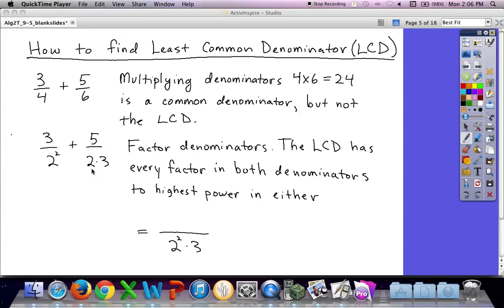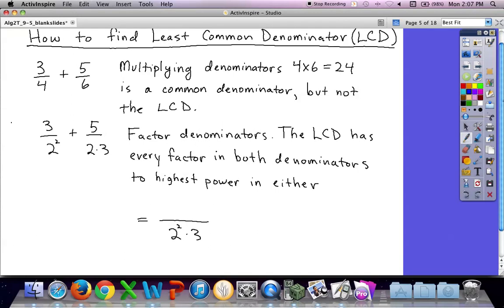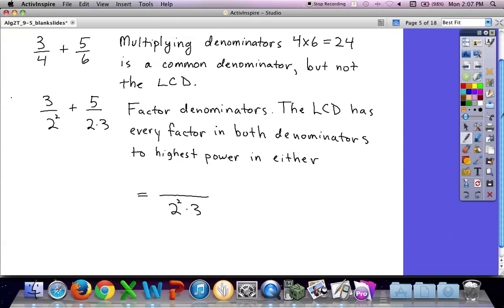Okay. Now, in order to make a least common denominator, you write down every factor that you see in either fraction. Here's the least common denominator. So it's got 2 and it's got 3. And they should be to the power of the most times it occurs in either fraction. So here you got a 2 squared, and here you got a 2 to the first. Here it needs to be 2 squared. It needs to be to the highest power that it is in either fraction. That's how you make a common denominator. Right? First you factor, then you include every factor to the highest power that it appears in either fraction.